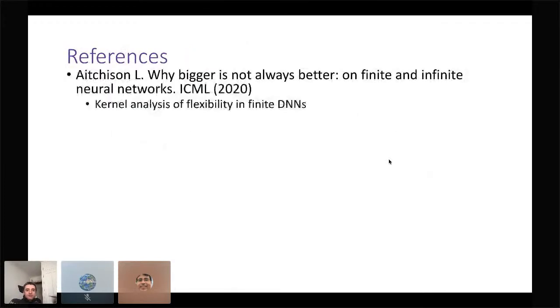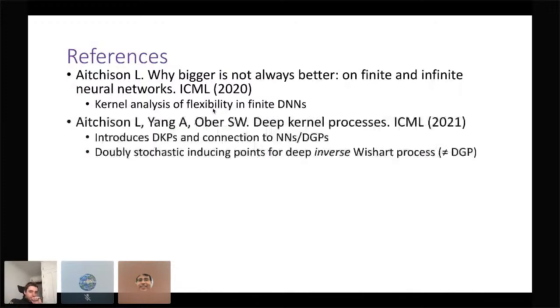And so then, I thought it was worth just describing quickly what papers there are and pointing you in the direction of what you might want to look at. So this was kind of the first paper that doesn't involve any deep kernel machines, but lays a lot of the groundwork. It uses kernels to analyze the flexibility in finite deep neural networks, and it builds a lot of the intuitions that deep kernel machines ultimately use.